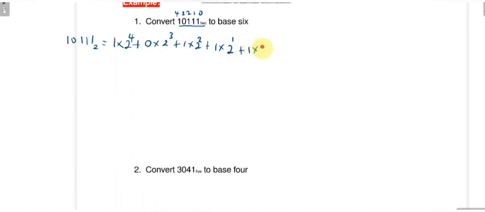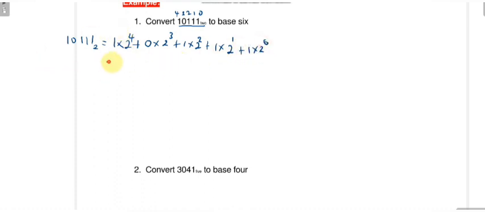In this example, we are to convert 10111 base 2 to base 6. So first of all, we have to convert this to base 10 first. So I'll start from the right: 0, 1, 2, 3 and 4. So I'm going to write 10111 base 2 equals 1 times 2 raised to power 4 plus 0 times 2 raised to power 3 plus 1 times 2 raised to power 2 plus 1 times 2 raised to power 1 plus 1 times 2 raised to power 0.